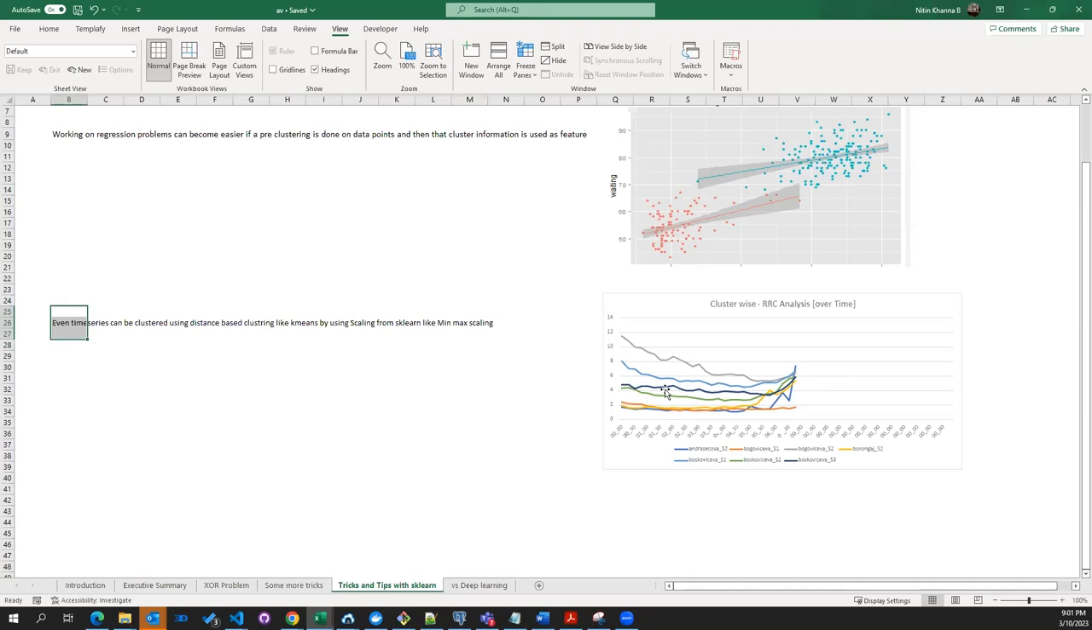Just do not use the absolute value of the time series, use a scaled value. If all the values are on the same scale, then it gives much better results than the absolute value.